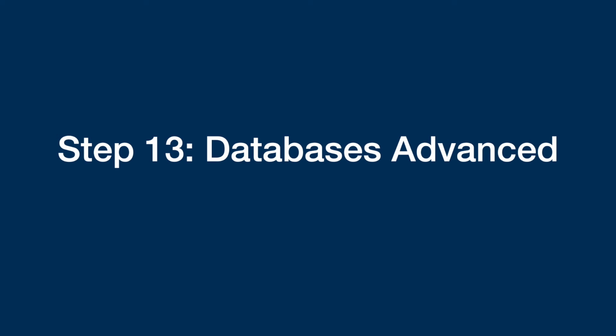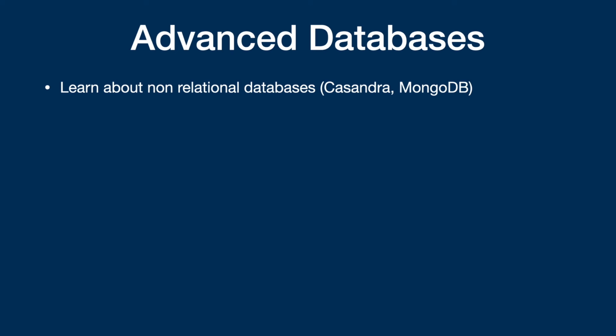Which brings us to step 13, which is the advanced side of databases. So by now you should know MySQL or Postgres. So go ahead and expand your knowledge about databases, right? Go ahead and learn about non-relational databases. Examples are Cassandra, MongoDB, but there are tons of them out there. So pick one, pick two, and then learn about them.